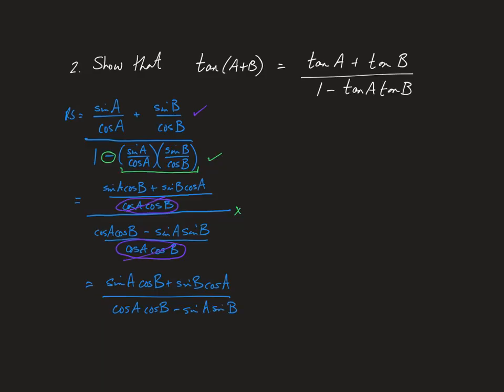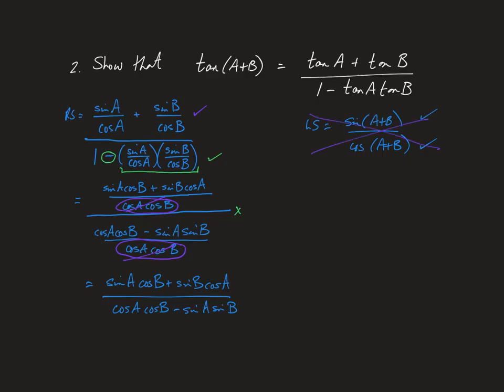Now, for some of us, we're going to stop there. And we're going to hit a snag because we cannot simplify further. And maybe then we jump over and we start dealing with the left side because we know that tan of A plus B could also be written as sine of A plus B over cos of A plus B. And now we could use our compound angle identities to break down both the top and the bottom.